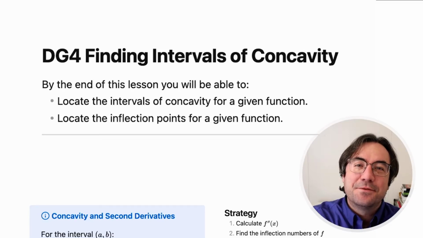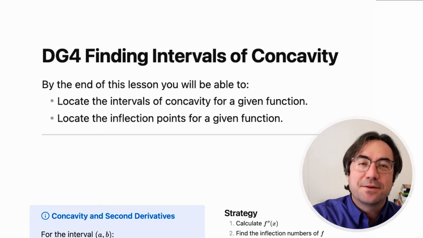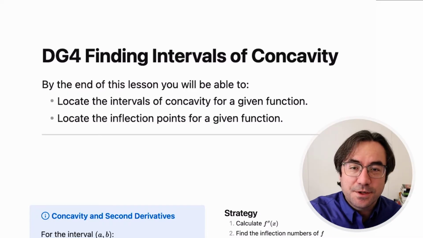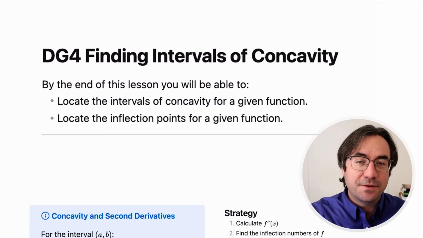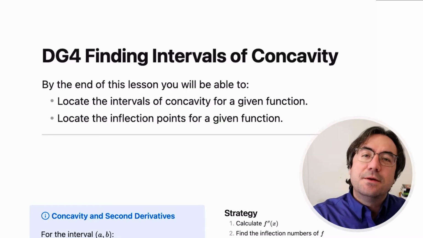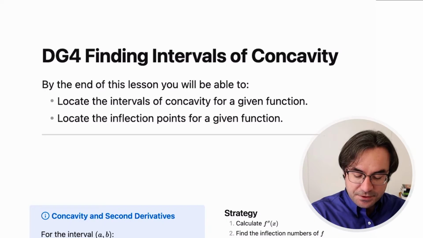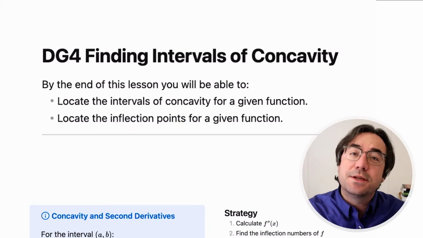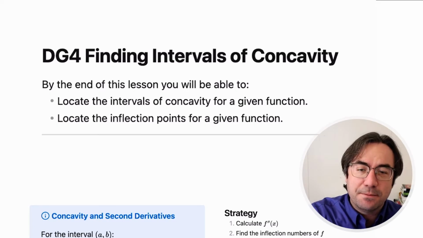Welcome, everyone. For today's prep, we're going to see how to find the intervals of concavity given the formula for a function. So we're going to see how we can use the second derivative to help us find where our original function is concave up, where it's concave down, and then we'll also see how to locate the inflection points, so the places where our graph changes concavity.